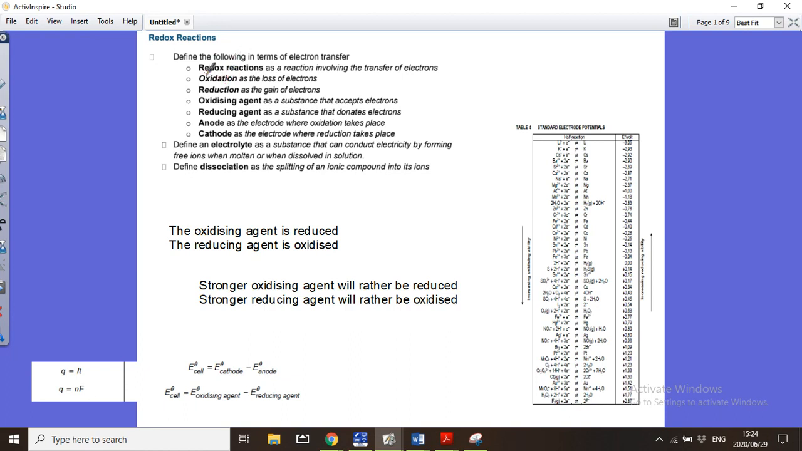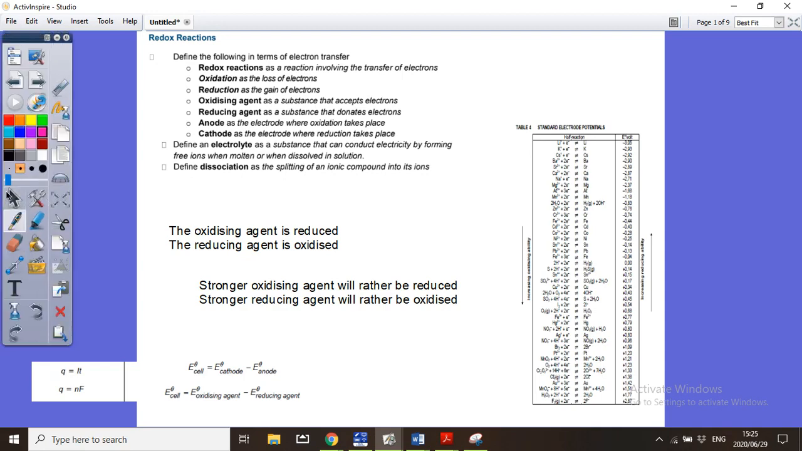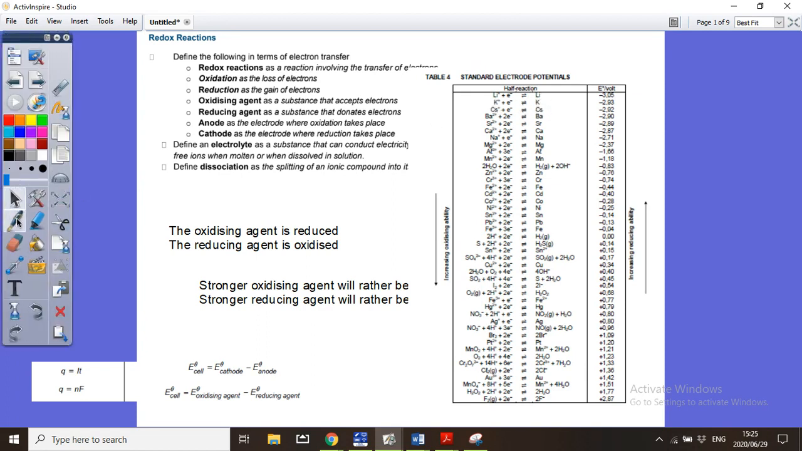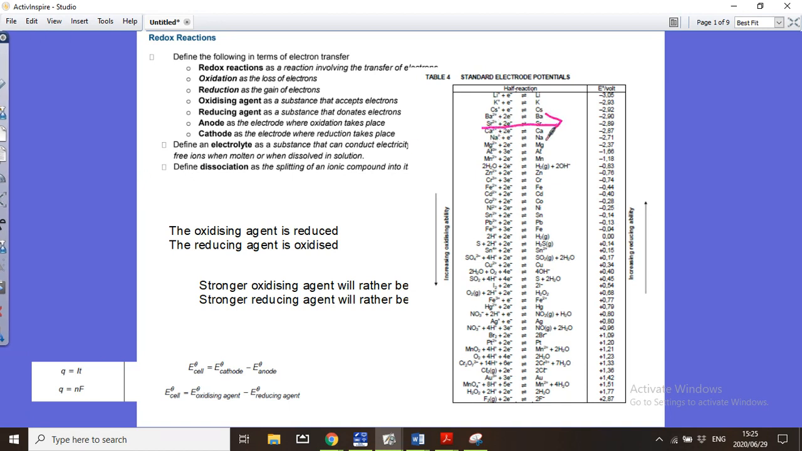So the two half reactions that form a redox reaction would be oxidation, which is the loss of electrons, and reduction, that is the gain of electrons. Now, if you look at your table, you will see that all of these reactions are written as reduction half reactions. So if you look, lithium plus gains an electron to form a lithium atom. So it gained an electron, which is reduction. So whenever you read these reactions from the left to the right, it's going to be a reduction half reaction.